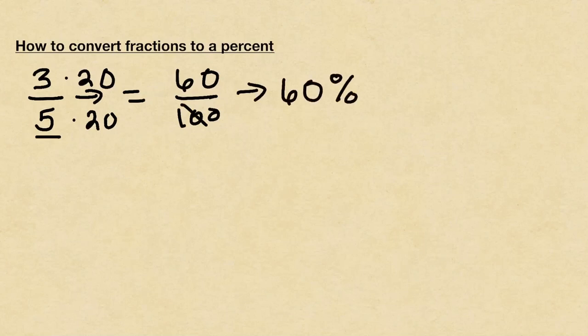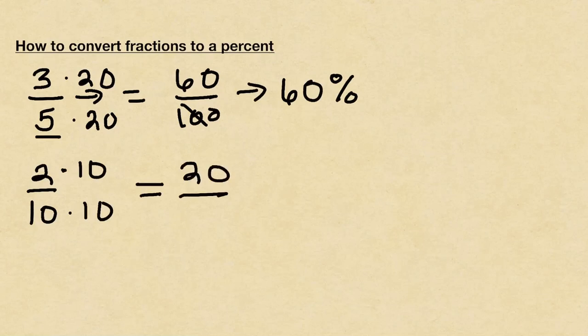So let's do that one more time. So let's say I have 2/10 and I need to convert that into a percentage. So what times 10 would make that 100? 10. So multiply your top by 10. Multiply straight across, 20 over 100. So you would end up with 20%.